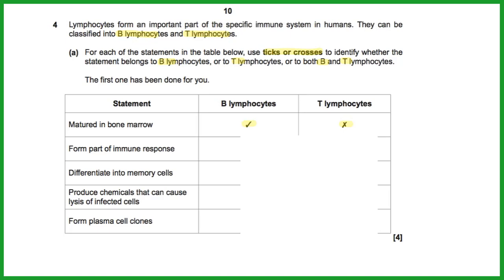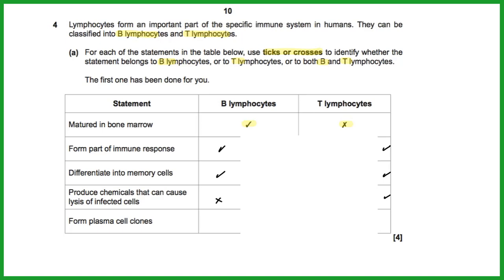So do B and T lymphocytes form part of the immune response? Well, yes, they both do. Do they differentiate into memory cells? Well, yes, they do. You get B memory cells and T memory cells. Do they produce chemicals that can cause the lysis, which is the bursting of infected cells? Well, T lymphocytes do, but B lymphocytes don't.